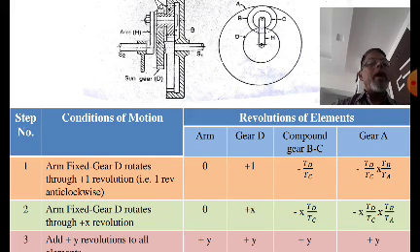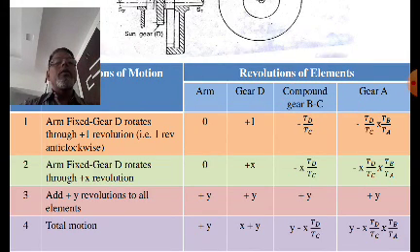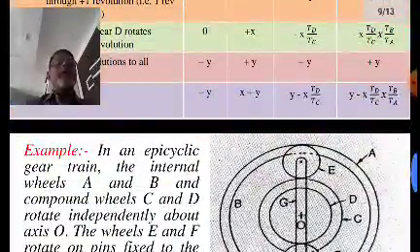So X, minus X TD by TC for the compound gear, and X TD by TC into TB by TA for the gear A. Then add Y revolution for all the elements. That means plus Y, plus Y, plus Y, plus Y for all the elements, and then the total motion you will get: plus Y, X plus Y, then Y minus X TD by TC, and Y minus X TD by TC into TB by TA, right?